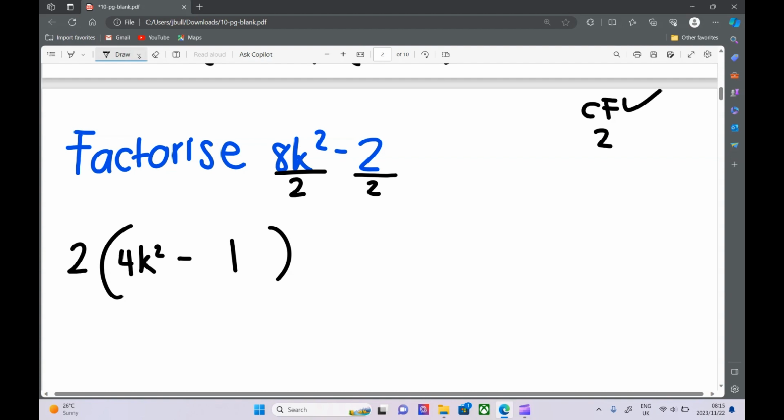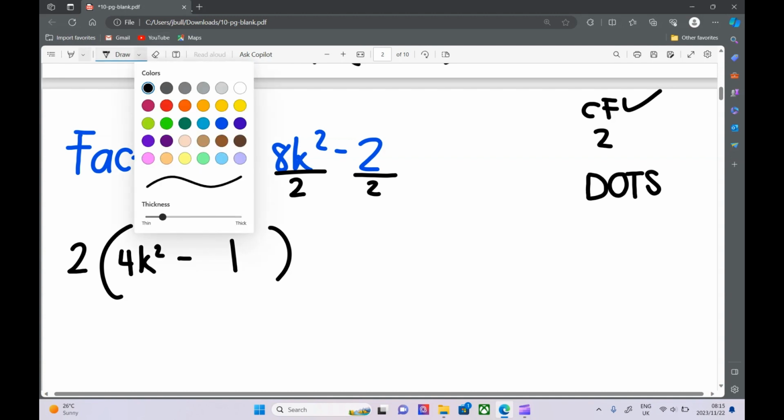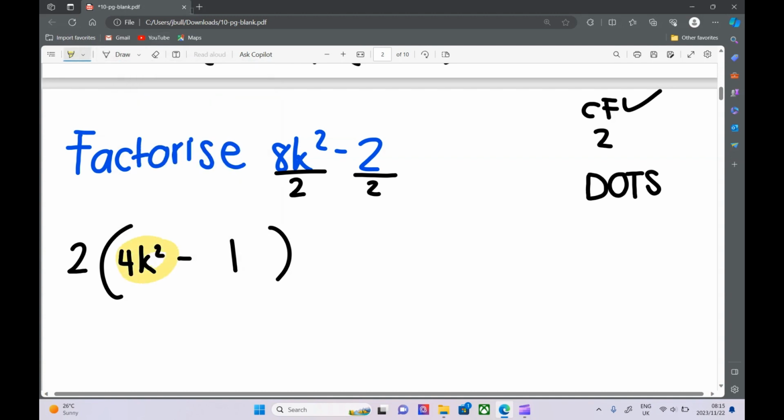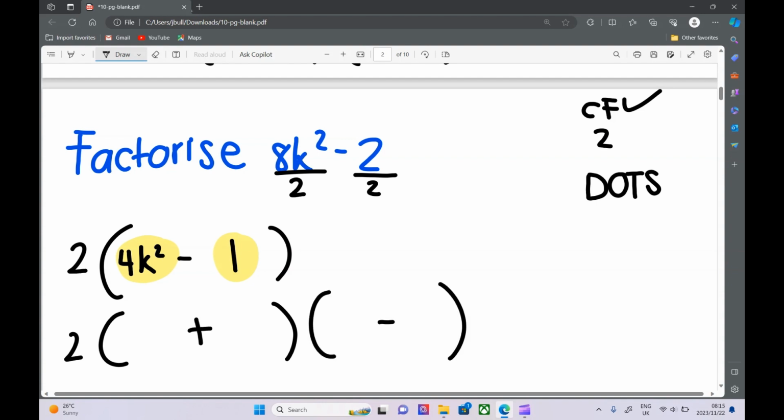Next up, we check, do we have any dots? So is there a difference of 2 squares? So all this means is, do I have 2 square numbers that I'm subtracting? In this case, I actually do. So we can see 4k squared, that is a square number. 1 is a square number, and I am subtracting them. So I do have the difference of 2 squares. So if I answer this then, when I have difference of 2 squares, I always have 2 brackets. You just put a plus in one and a minus in the other, always.